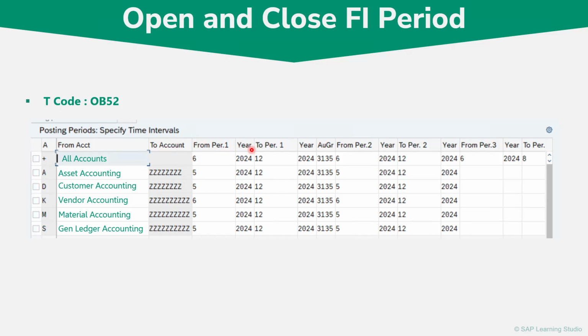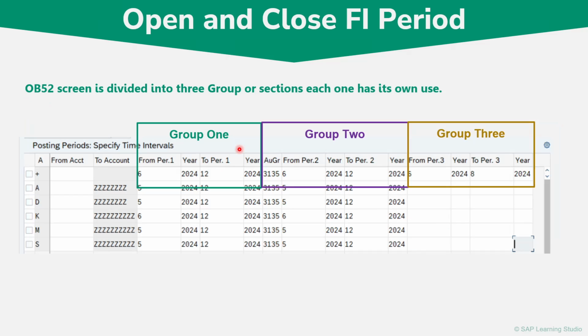And then we have period 1, year, period 2, year, and authorization group. So there are different ways we can manage it. Whenever you maintain OB52, it is mandatory that plus needs to be open for all these accounts and all these periods. And then we have different accounting, so I can open asset accounting and all those. Now I will explain in the next slide what exactly these are.